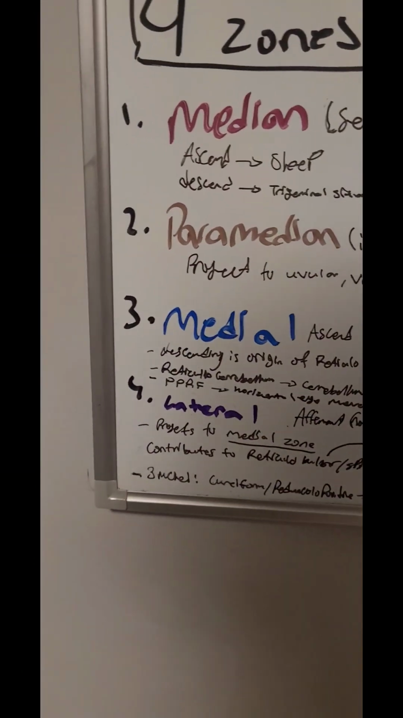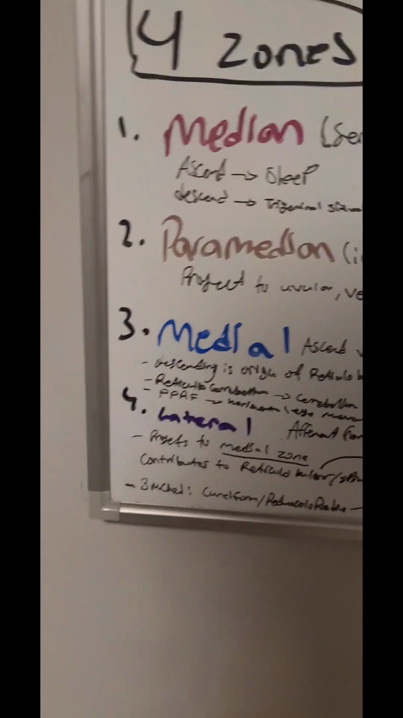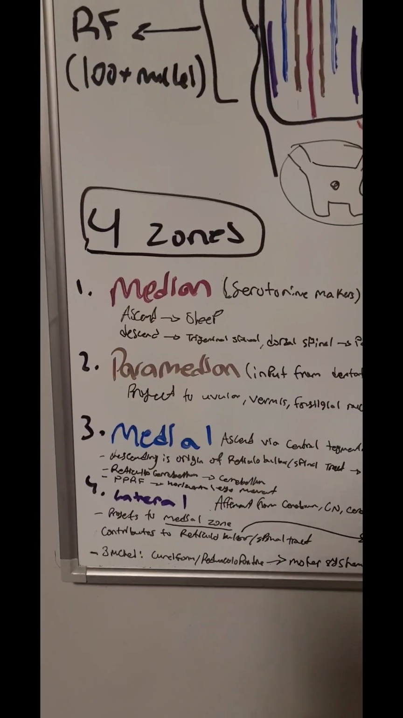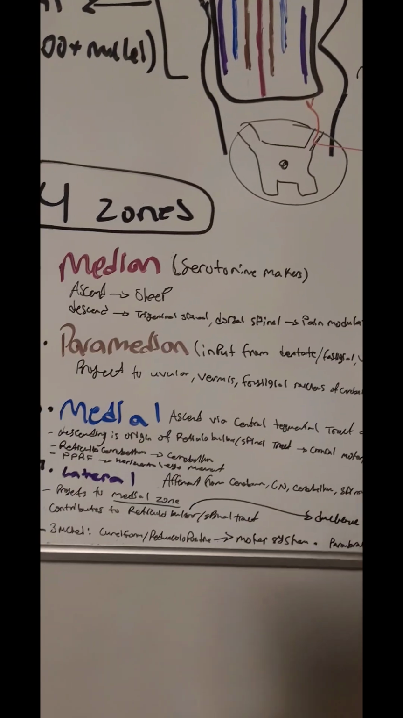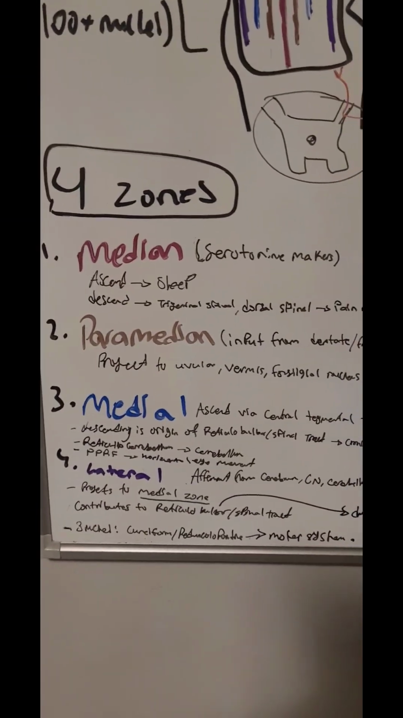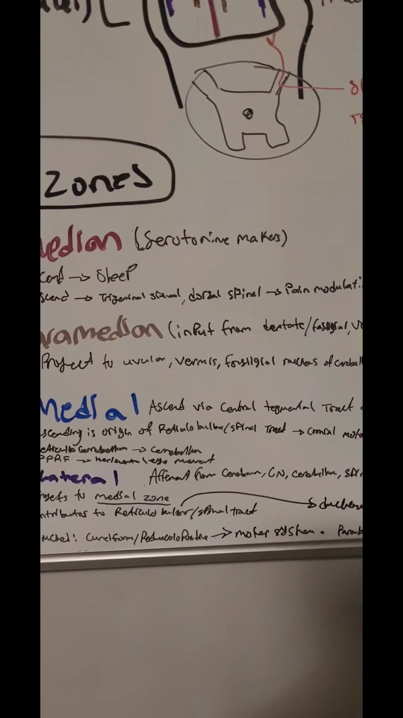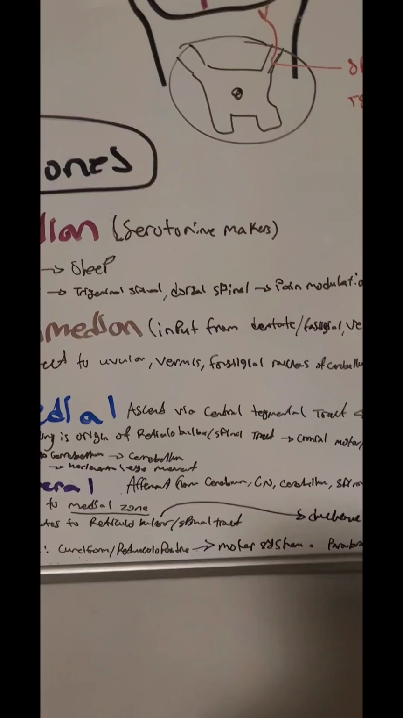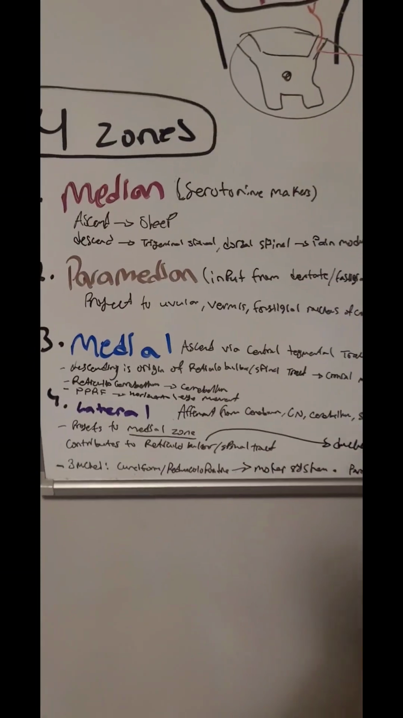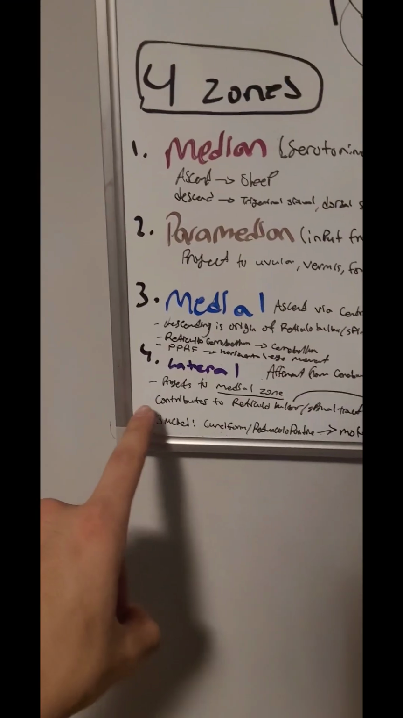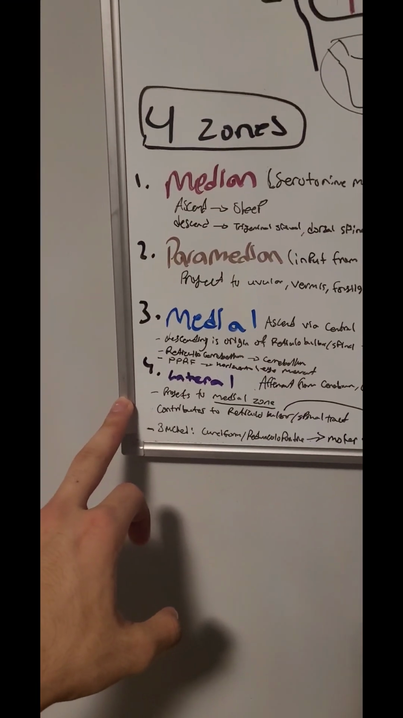There's also, at the cranial end, which I haven't shown here, the rostral interstitial nucleus, which is used for the coordination of vertical eye movements. Okay, I haven't shown it here though. All right, now moving on to the lateral zone.